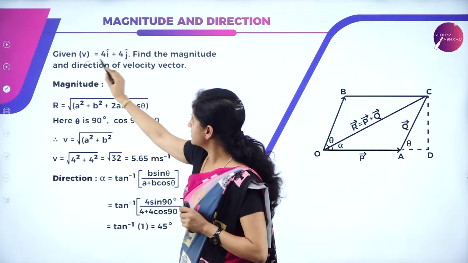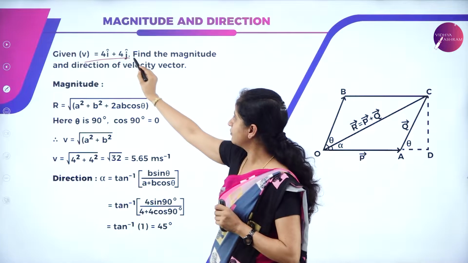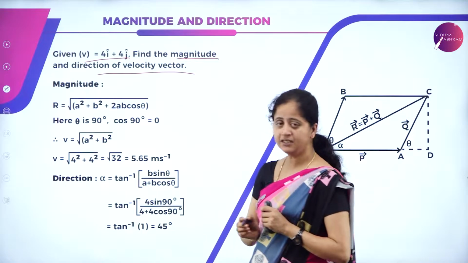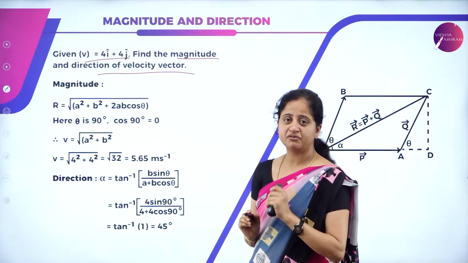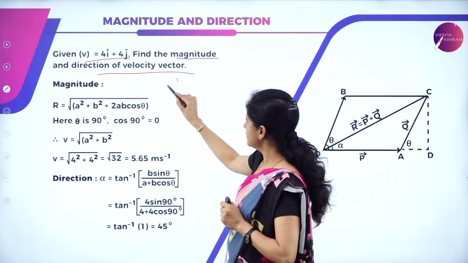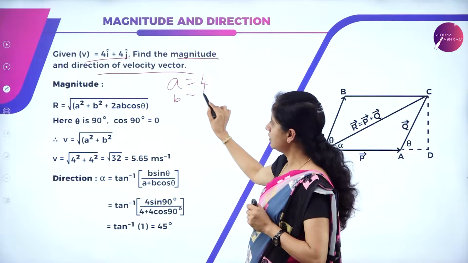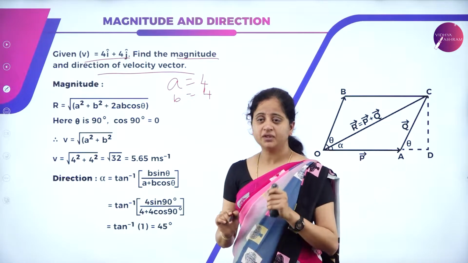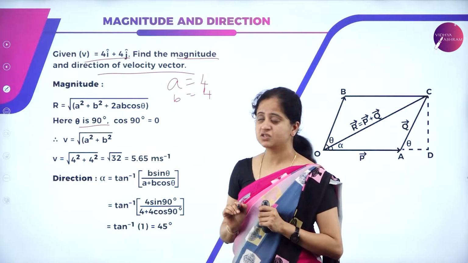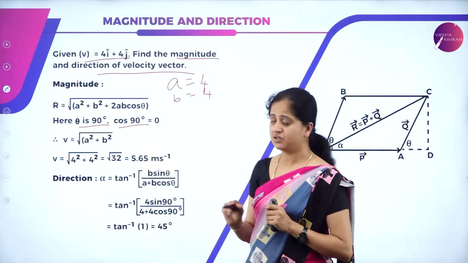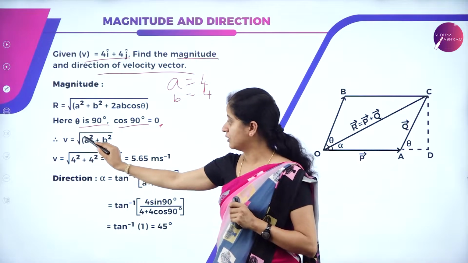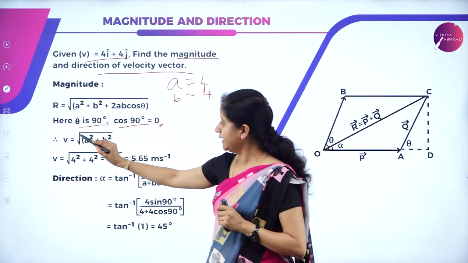It is given that V is equal to 4i cap plus 4j cap, where i cap and j cap are the unit vectors. Find the magnitude and direction of the velocity vector. We know how to find the magnitude by our formula, that is r is equal to root of a square plus b square plus 2ab cos theta. In this question, a is 4 and b is also 4. The given vectors are unit vectors and the value of theta is 90 degrees. So r is equal to root of a square plus b square plus 2ab cos theta. The cos 90 value is 0. So the entire term becomes 0 and we get v is equal to root of a square plus b square.